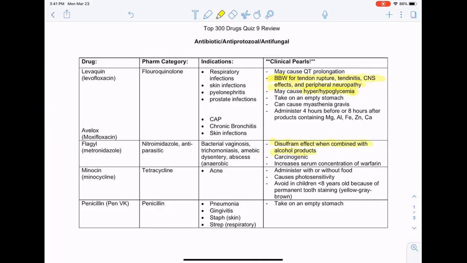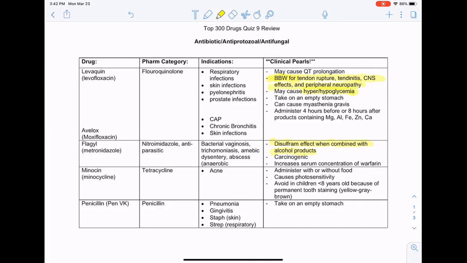It's not just drinking alcohol, drinking beer, drinking wine, drinking a cocktail. It can also be products or foods that have alcohol in it. So you just want to watch out for that. It's also carcinogenic, but I feel like everything is carcinogenic eventually. So the most important thing here is to know that disulfiram effect.